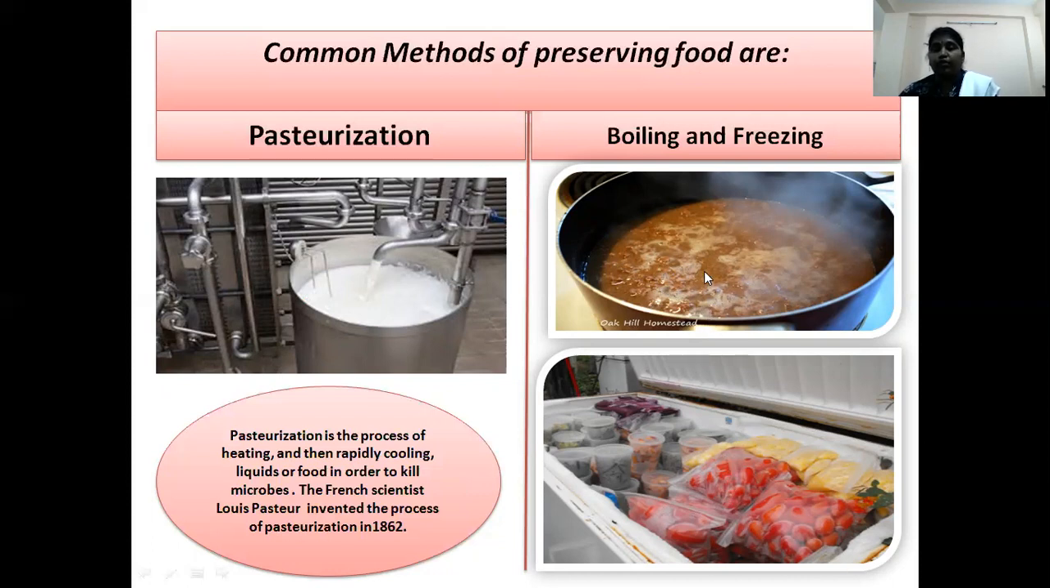Boiling is also one of the techniques where most of the microbes will be killed by the boiling process. Soups will be preserved by this process. And freezing is one more technique. In very cold regions, the microbes won't become active. So fresh vegetables, fruits, as well as meat items will be preserved in freezers. This is a common method.